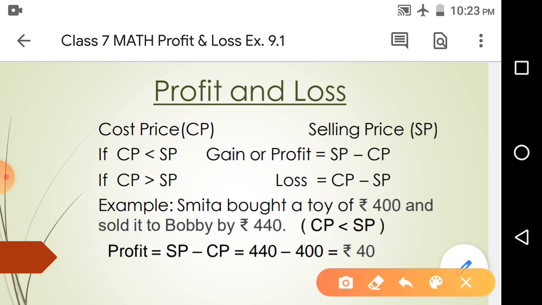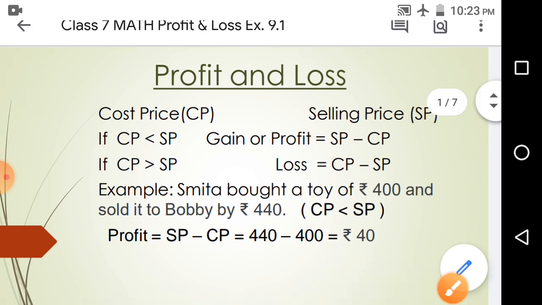The second condition is when the cost price is greater than the selling price, then we will say that there is some loss, which is equal to CP, that is cost price, minus selling price SP. Here CP is greater, that means cost price is greater. We have an example.